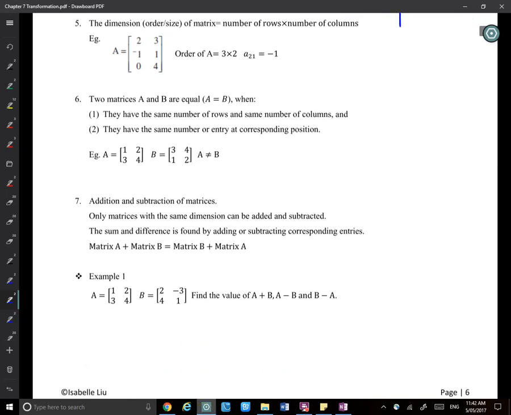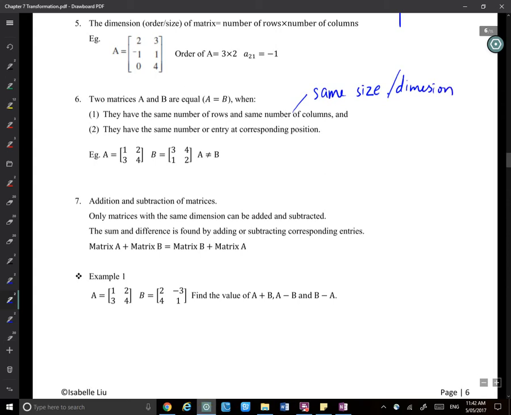Two matrices A and B are equal when they have the same number of rows and the same number of columns. So, same size or same dimension. If they're not the same dimension, they can't be equal at all. Second, they have the same entry at the corresponding position. What is a corresponding position? For row 1, column 2, they must have the same number. Row 3, column 5, they must have the same number.